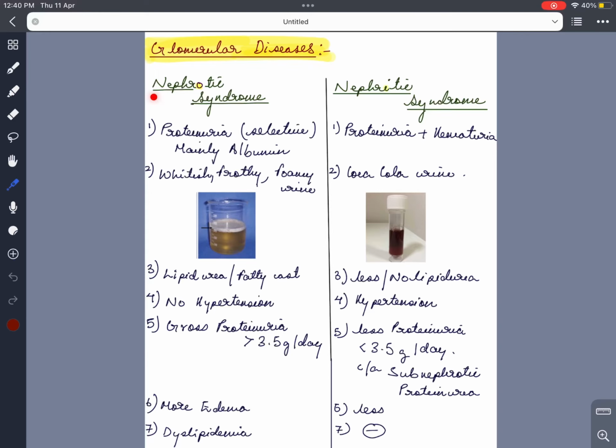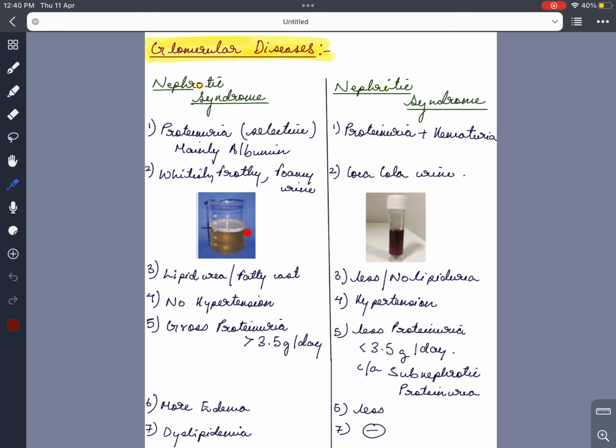Hey guys, let us talk about nephrotic syndrome and nephritic syndrome, which are basically glomerular diseases. The first thing to be noted over here is proteinuria, which is basically selective and mainly albumin is responsible. And here we have proteinuria and hematuria, but albumin is not selective. The appearance of urine here is whitish, frothy, and foamy.